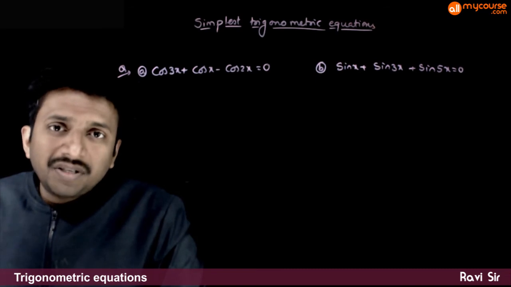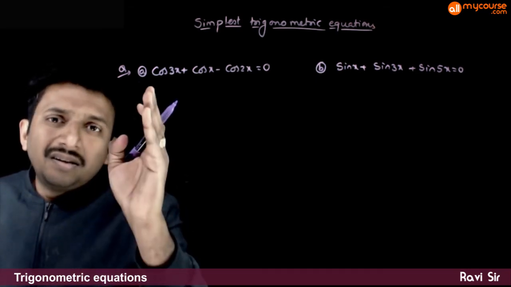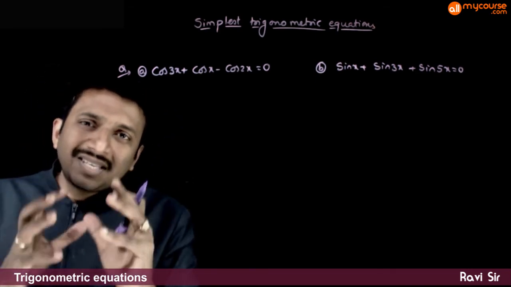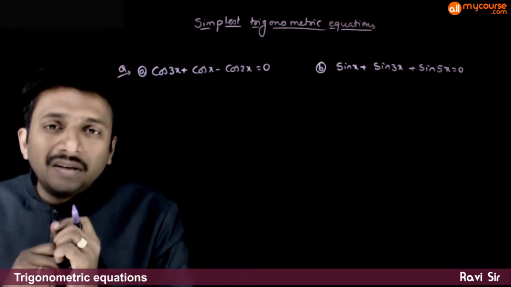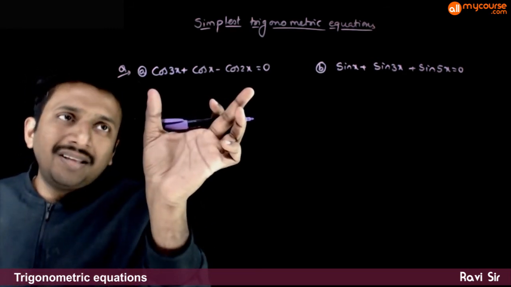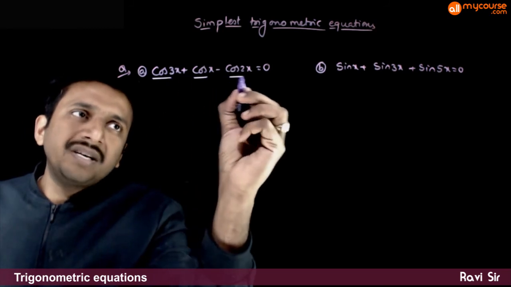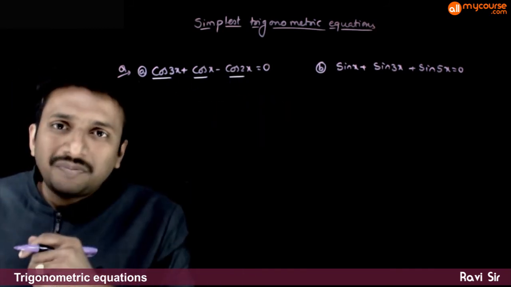So the next type of questions that we encounter are questions based on sum to product type. So what you get in this question is the sum of certain trigonometric ratios is equal to 0.